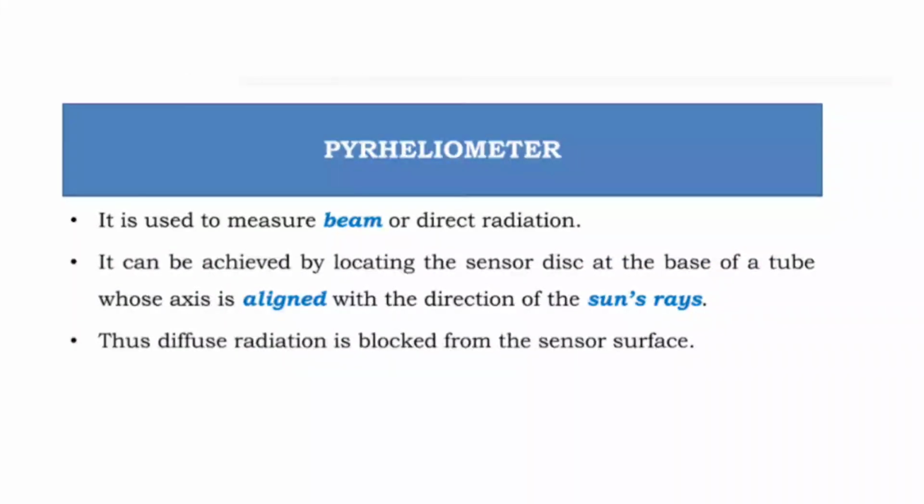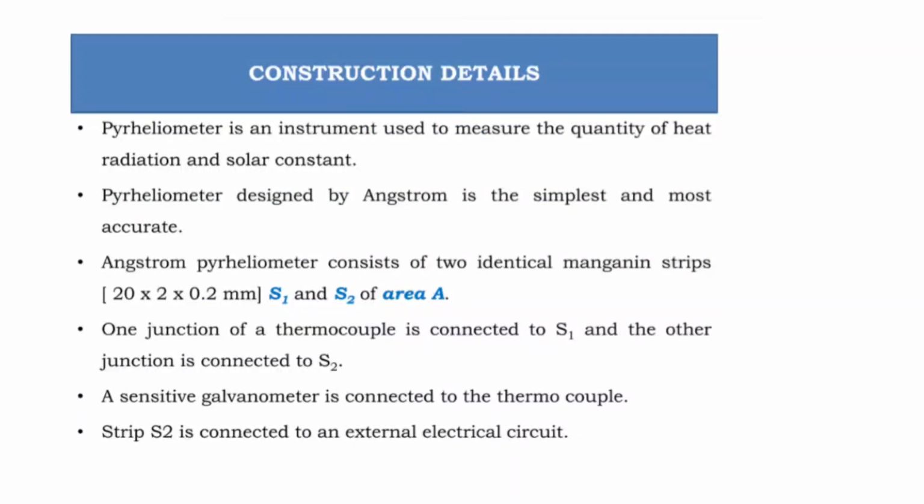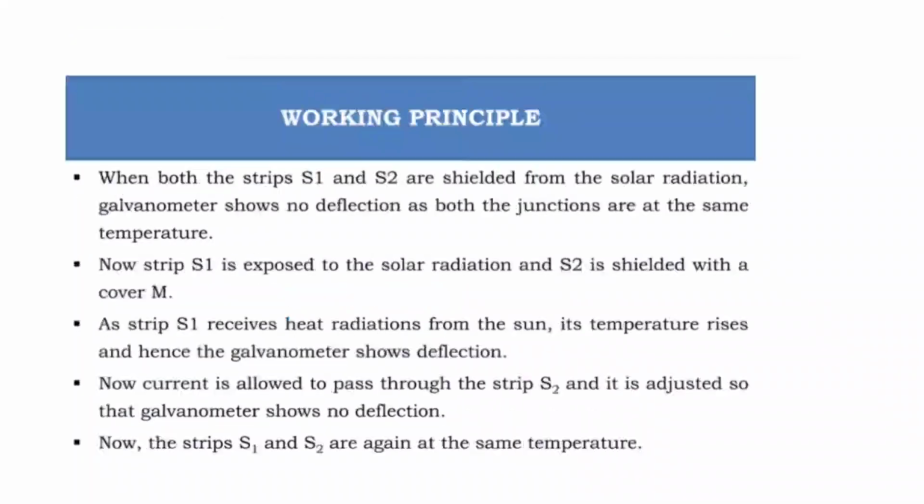Next one is the pyrheliometer. This is used for measuring the beam of solar radiation, which is the direct one. Now the construction details. It is used to measure the solar constant, and it is designed by Angstrom. You will have a thermocouple connected to a sensitive galvanometer, and the strip will be connected to an external electrical circuit, in which you can measure the EMF.